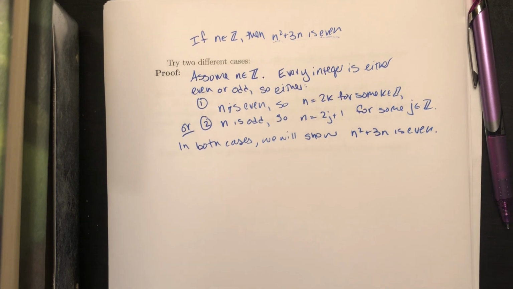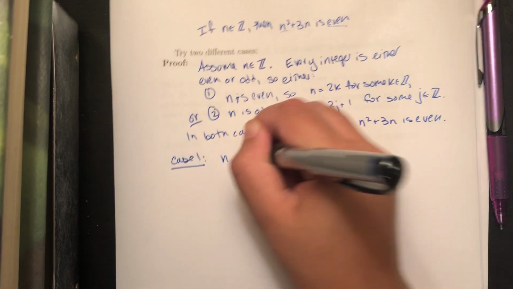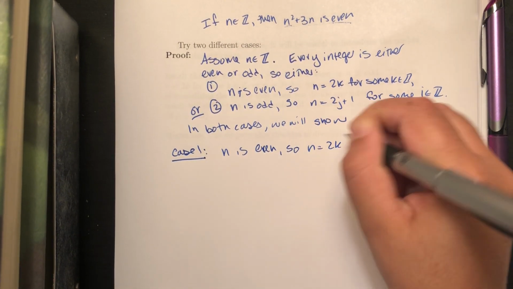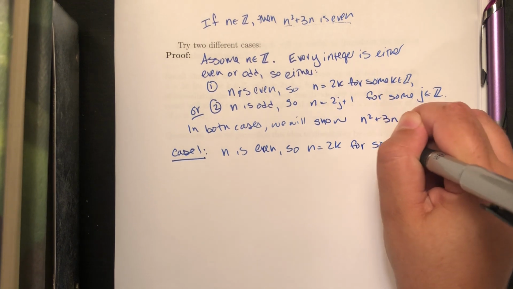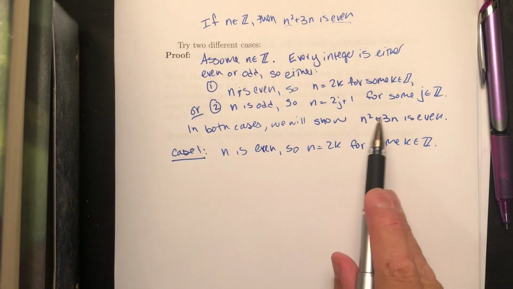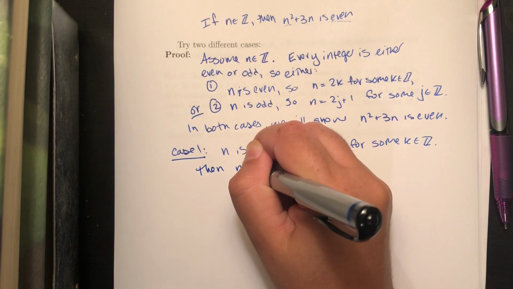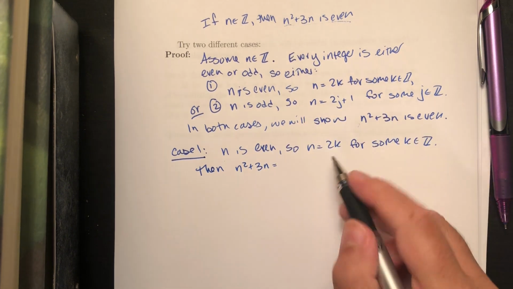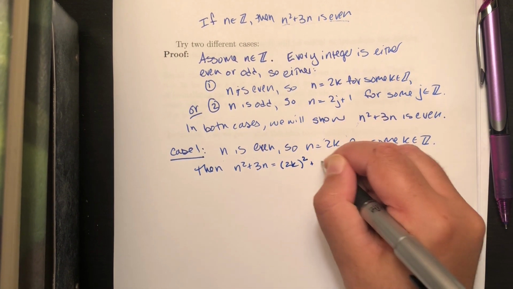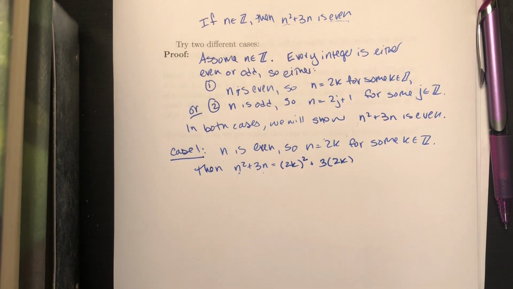Case 1. n is even, so n is equal to 2k for some k in Z. If this is true, then what can we say about n squared plus 3n? Since n is equal to 2k, this would be (2k) squared plus 3 times 2k, just substituting in 2k for n.